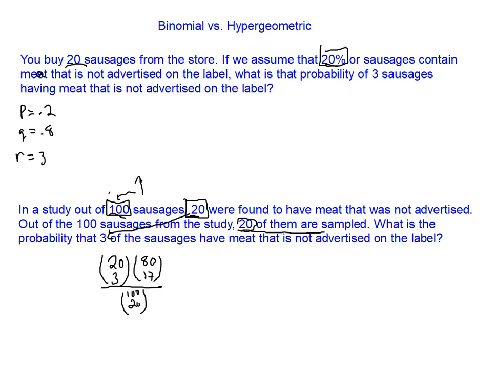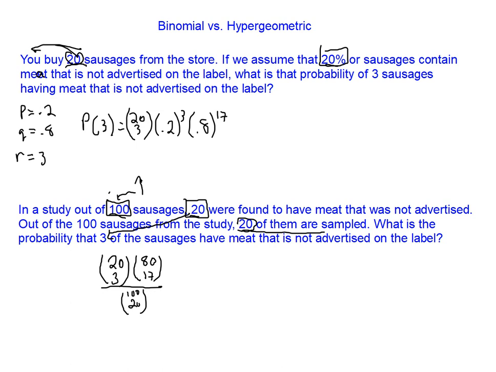So the probability of having 3 successes is equal to, looking at the number of sausages, 20 sausages here. So we need 20 choose 3 times the probability of success, which is 0.2, to the number of successes, times the probability of failure to the number of failures. If 3 sausages are successes, the other 17 must be failures.